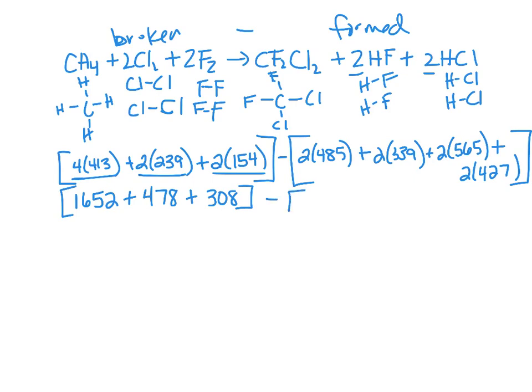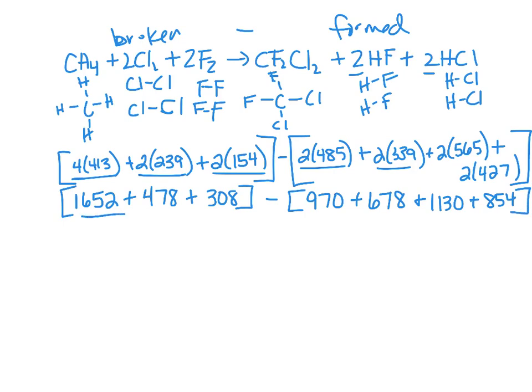And then I'm going to figure out all of my formed. So 2 times 485 is 970, plus 2 times 339 is 678. 2 times 565 is 1,130. And then 2 times 427 is 854. So there's all my values.